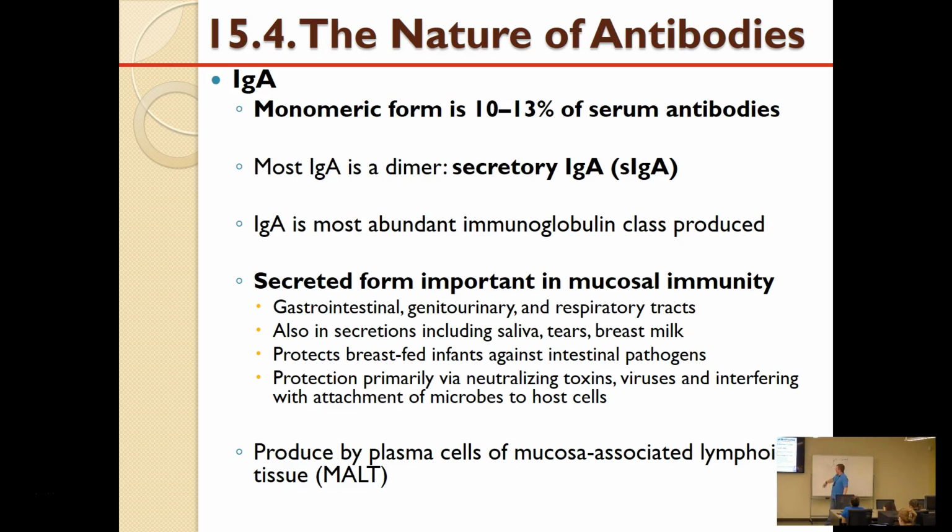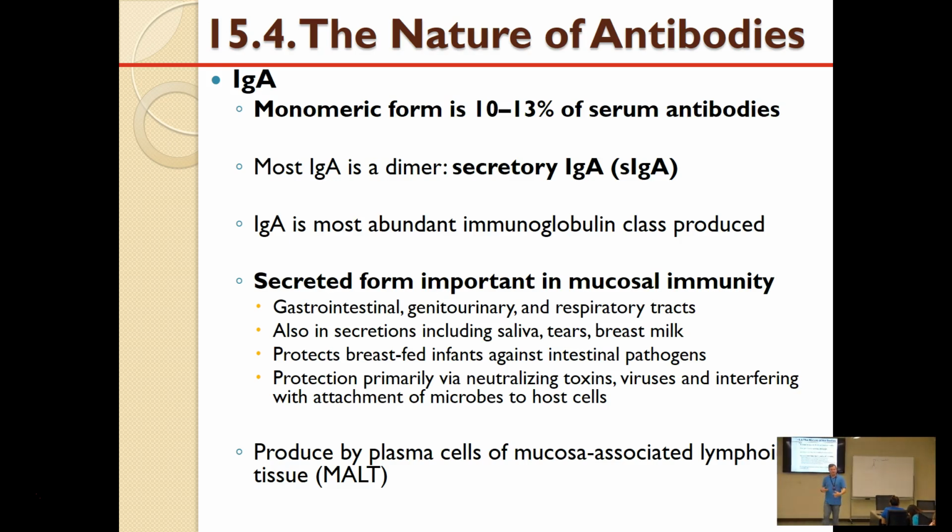IgAs. All right, so the monomeric form is 10 to 13%, so back to about the same as the IgMs. It's a dimer, so that means, as you've seen before, it has two of them that connect together. And it is the most abundant in terms of the different styles, but for the most part, the biggest thing for you to recognize is what I got bolded here, that it's the important part of the mucosal immunity. So it's going to be right there at the beginning. Remember, the mucosa and the skin are the two biggest barriers of the innate system. So IgAs are going to be sitting there in the mucosa.